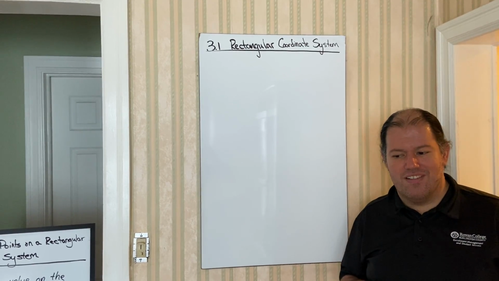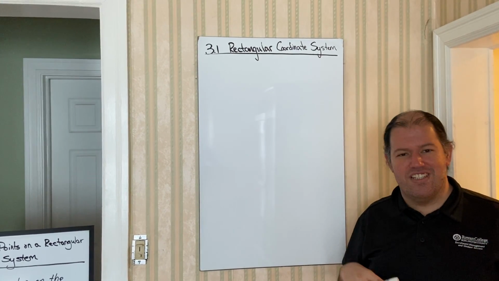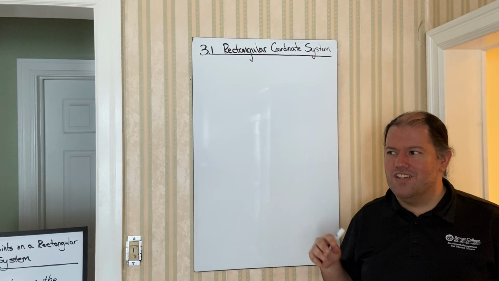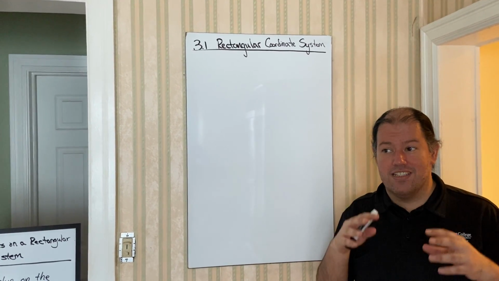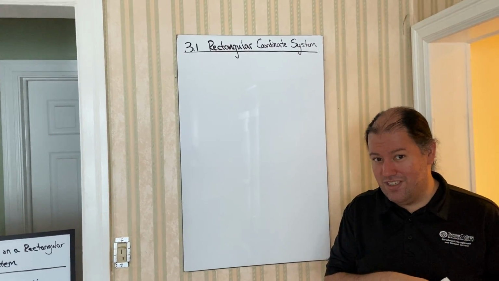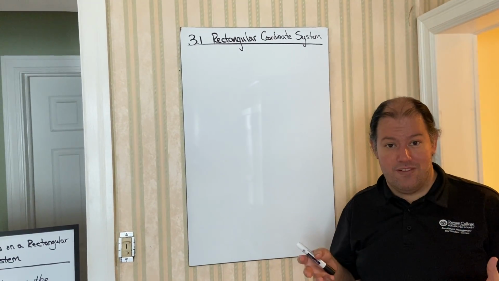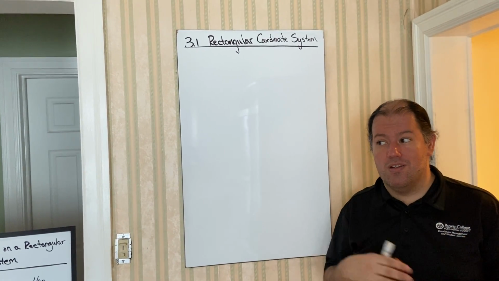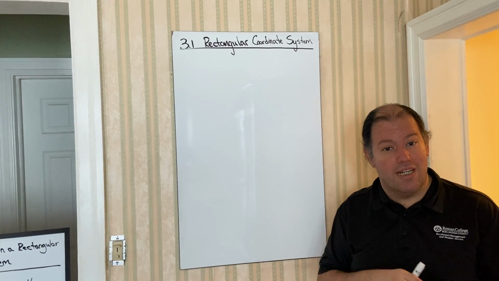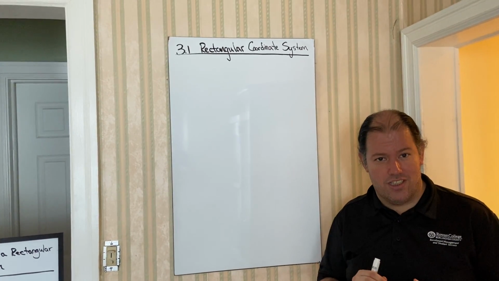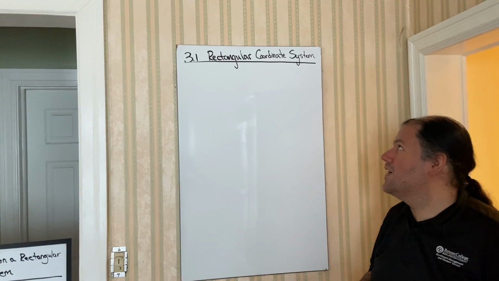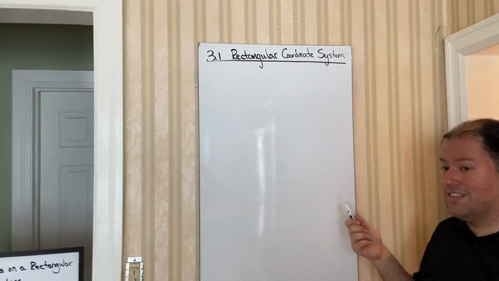So 3.1, really there's only definitional stuff. There's nothing on the test that is directed on to just 3.1. So this is just going to be information. There is going to be no sample questions on this section. So let's first talk about what a rectangular coordinate system is.